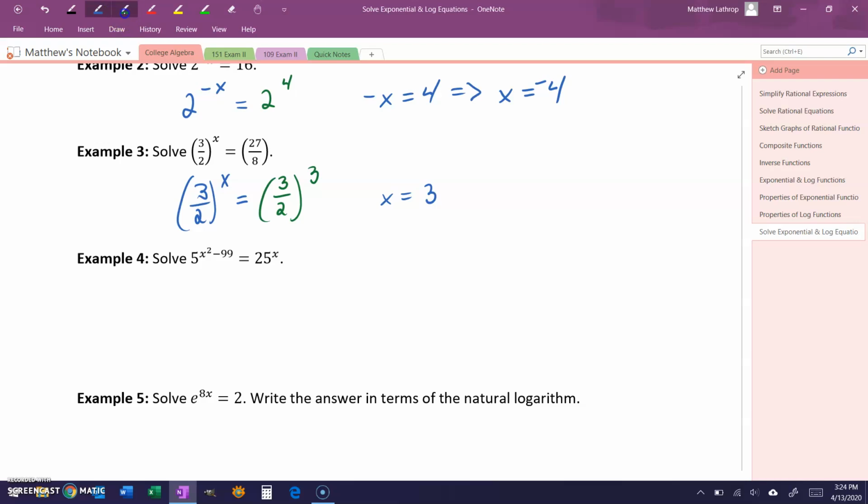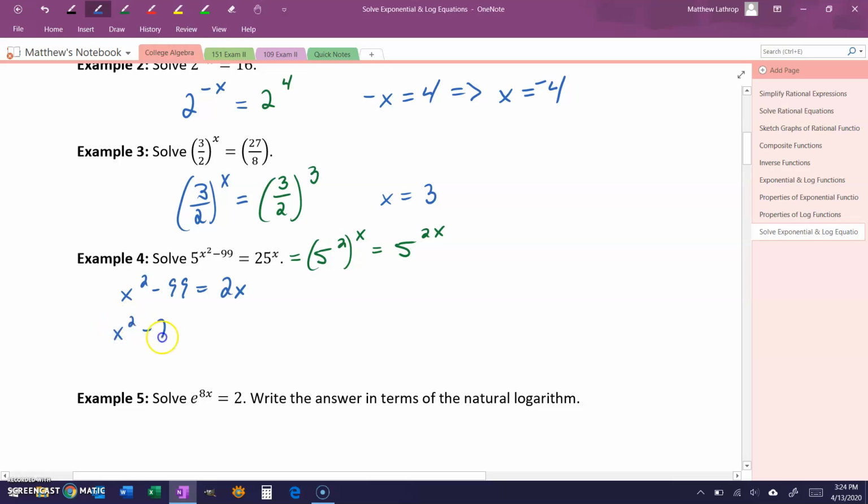Example 4 will start off with essentially the same approach. We want to rewrite 25 to the x power as an exponential expression base 5. 25 can be rewritten as 5 squared, and that quantity being raised to the x power. We can combine those exponents to rewrite this then as 5 to the 2x power. Now we have the bases the same on each side, so we can set x squared minus 99 equal to 2x, or we can essentially just set those exponents equal to each other.